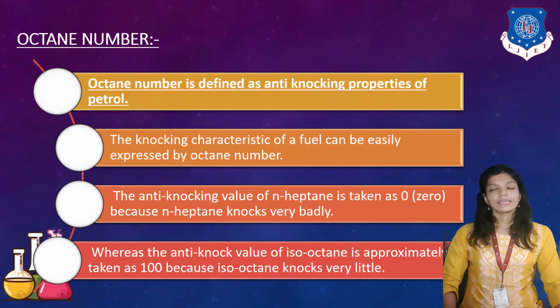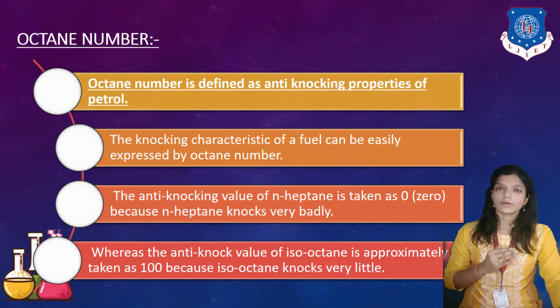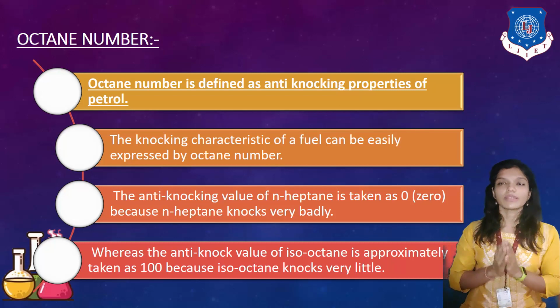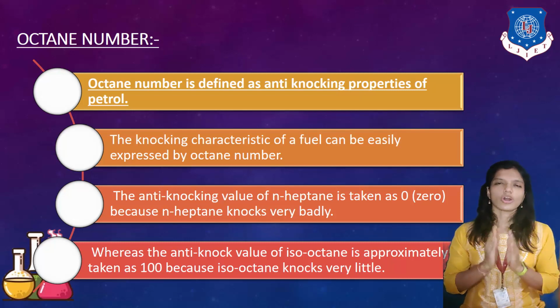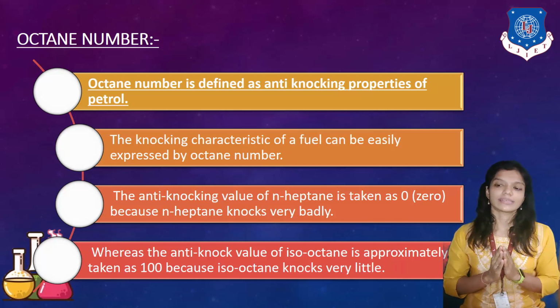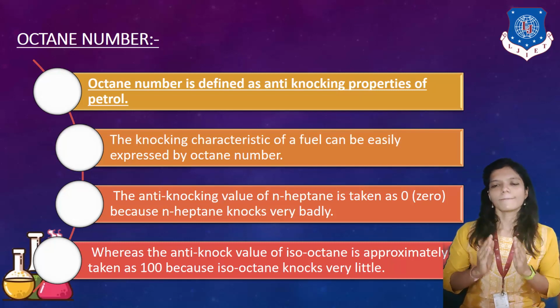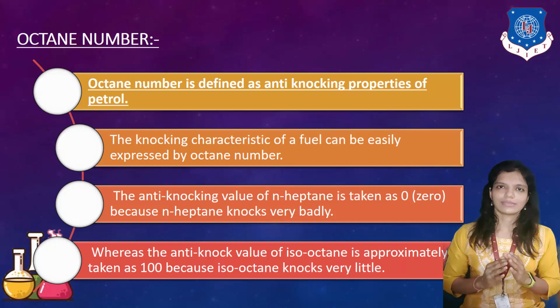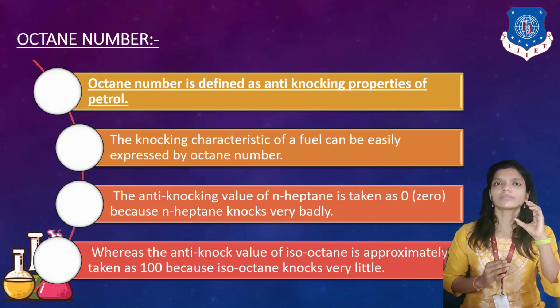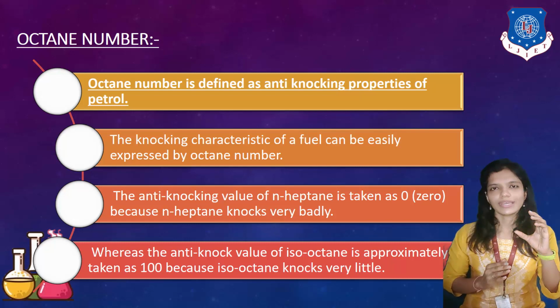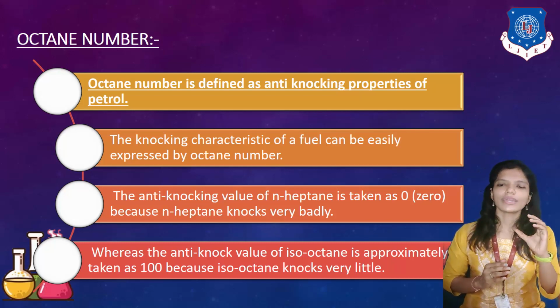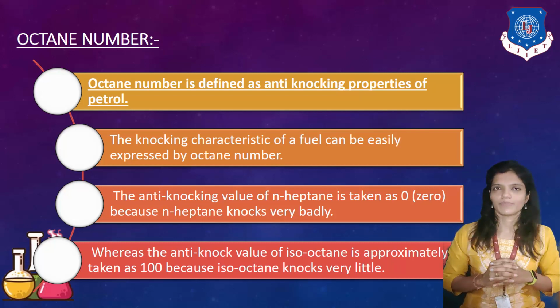Now, let's see what an octane number is. You need to understand it properly because octane number and cetane number play a very important role. Octane number is defined as the anti-knocking property of a petrol. The word that came into our mind is knocking. So the knocking characteristic of a fuel can be easily expressed by octane number, right?